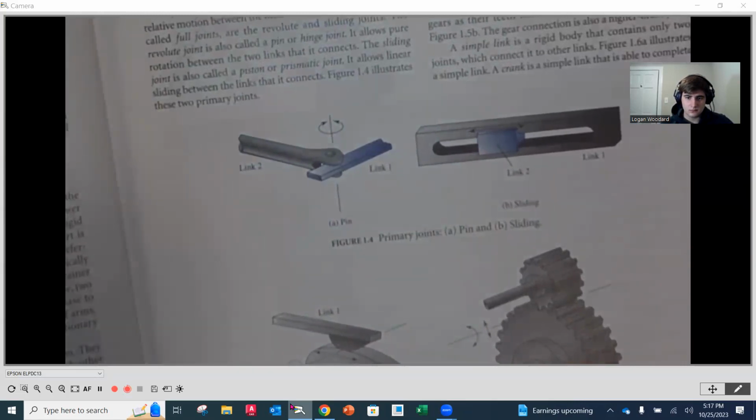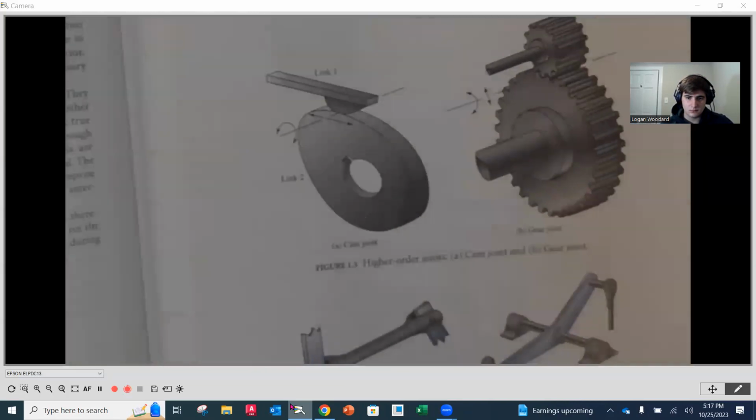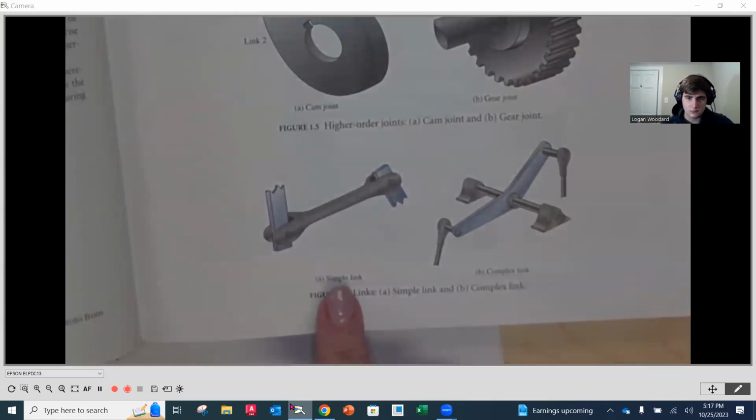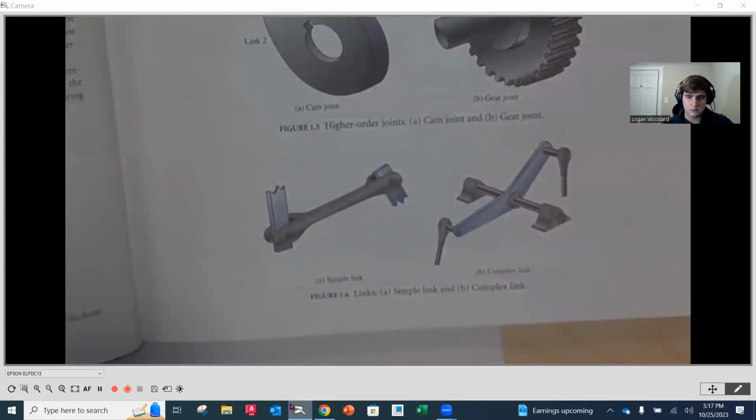Okay. And then as we go down to the bottom of the page here, we have a simple link. A simple link is going to be a member that has two connections to joints. So this is a simple link, one on one end, one on the other. A complex link is going to be a link that has more than two connections to joints. So here we have 3 joints that it has on one member.